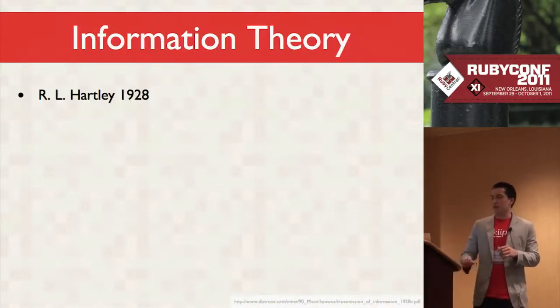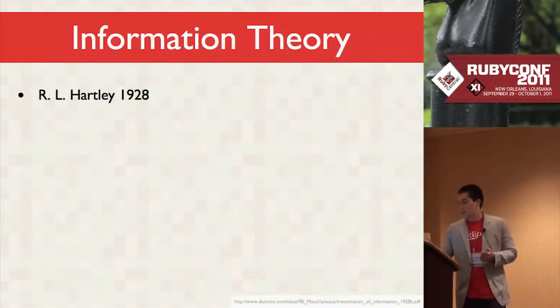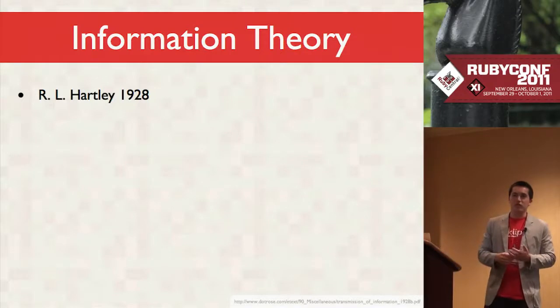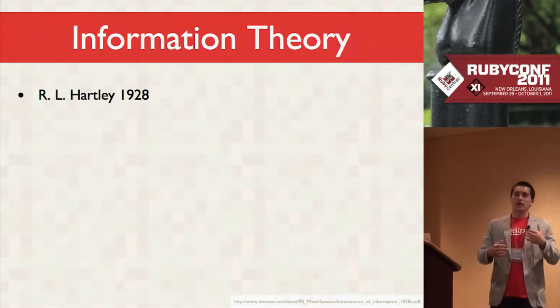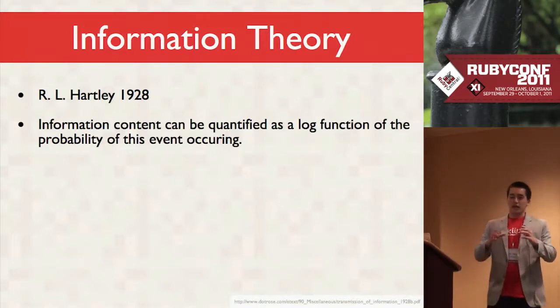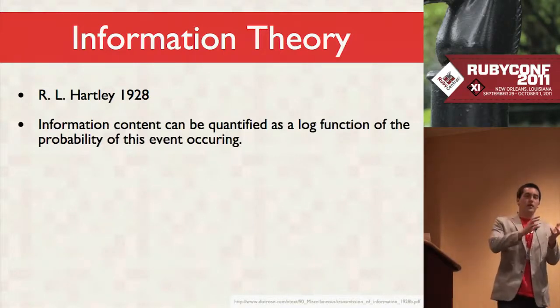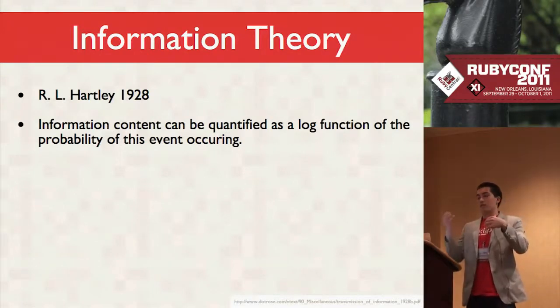So in 1928, a professor named R.L. Hartley published a paper. I think, actually, I have the URL down there. Yeah, it's titled Transmission of Information. And he made a groundbreaking idea, in terms of information theory. The idea is a little bit dense, so I'll go through it a few times. The idea was that information could be quantified as a log function of the probability of an event occurring.